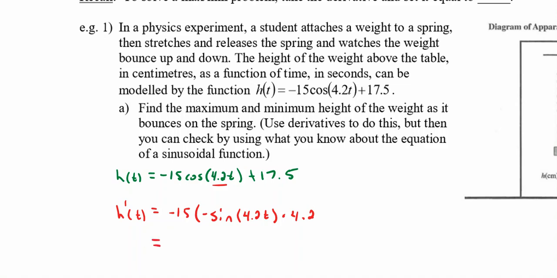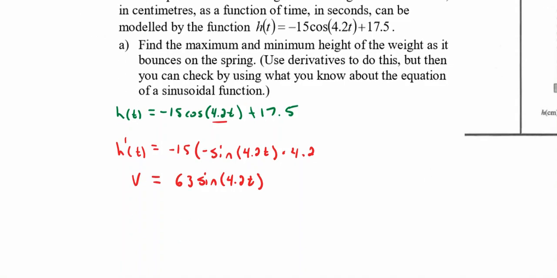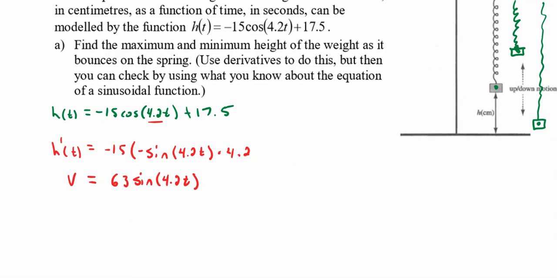Okay, so just simplifying that up a little bit, the two negatives become positive, and then the 15 and the 4.2 would become 63 sine 4.2t. So there you go. There's h prime, which could also be written as v in this case. So what would we do next? Well, if I want to figure out the times where we're either at the max or the min, I wouldn't really know which one yet, but what we should do there is just set the velocity or the first derivative equal to 0.